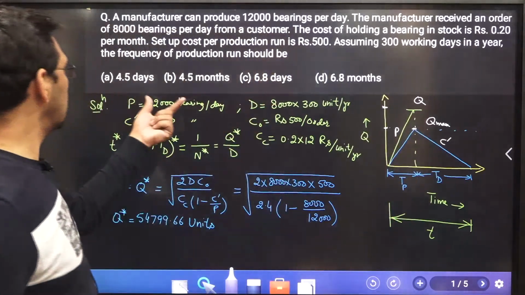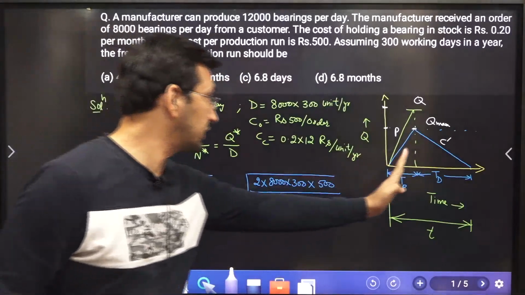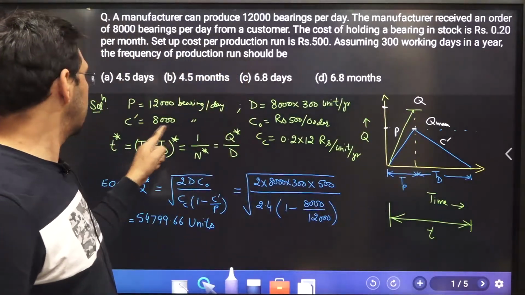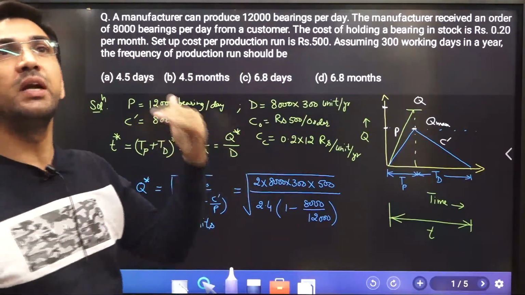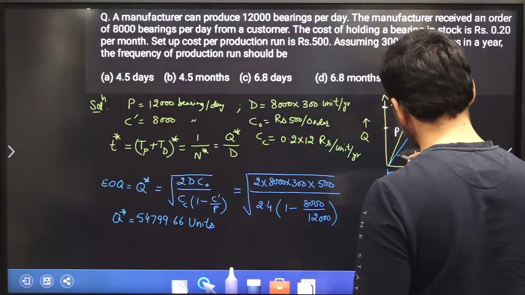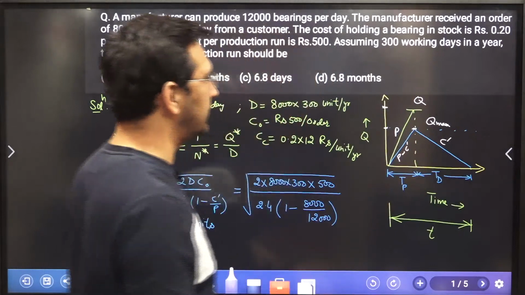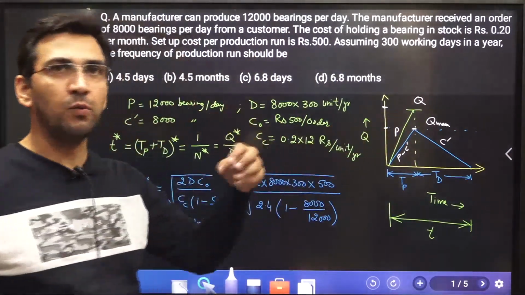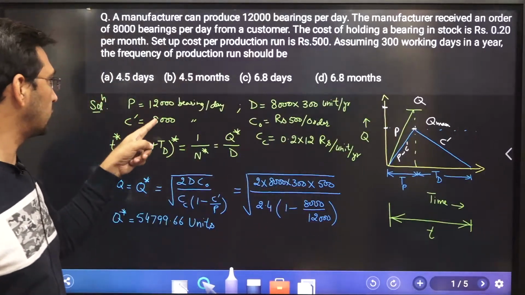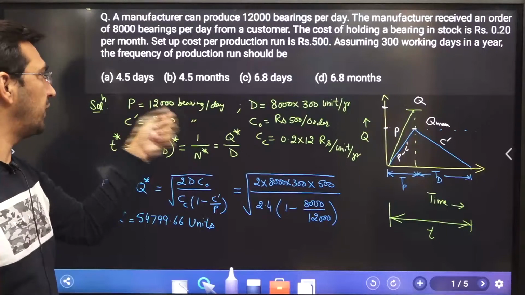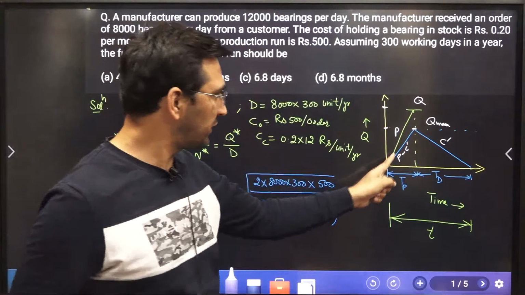That means 12,000 bearings you are producing, production rate, and consumption rate is also going on over here, which I have not shown on this side from this line onwards. So that is 12,000 minus 8,000. We call it the inventory build-up rate. So I can represent it as P minus C dash. That is this slope that we are representing. This is basically the inventory build-up rate. How much inventory every day is getting built up at your end. So that will be 12,000 minus 8,000, that is 4,000 bearings per day are getting saved at my end, and that is represented by this line.